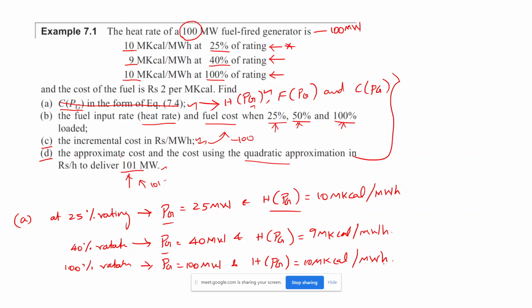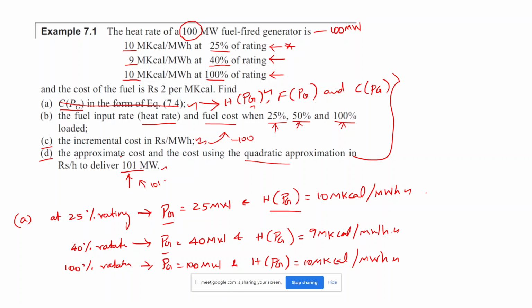Any doubt up to this? How I got these values? Any doubt? HPG value I got. This is nothing but the heat produced when, if Pg is 25 megawatt, then the HPG is 10 kilocalories per megawatt hour. That is given in the question itself. These three things are given in the question itself. From the question I have taken this. Any doubt? Have you written this question?